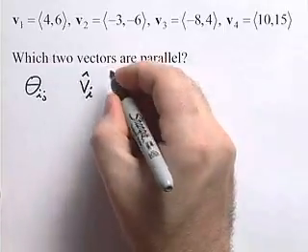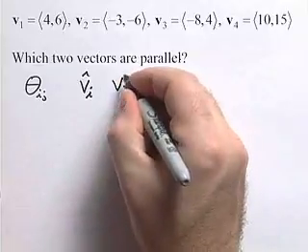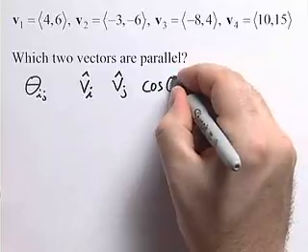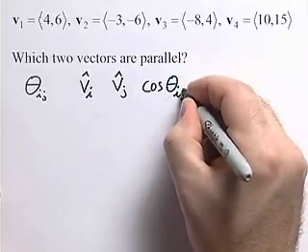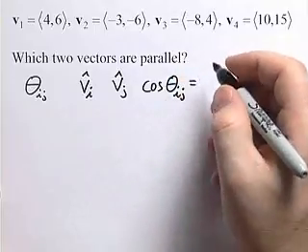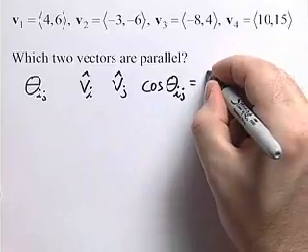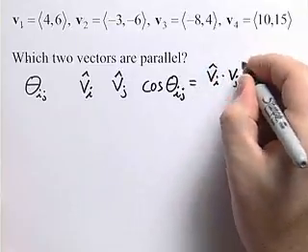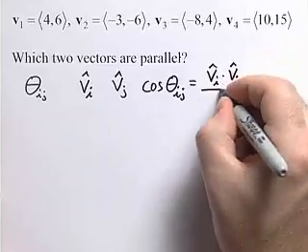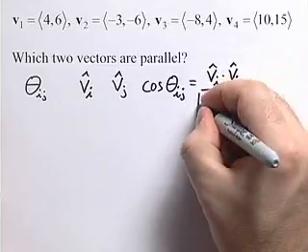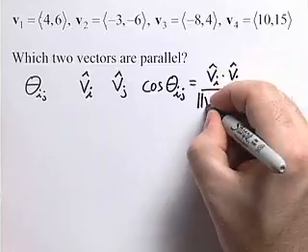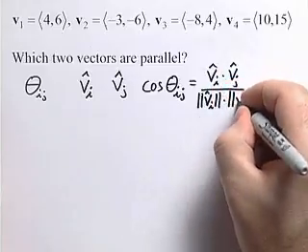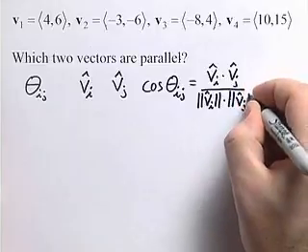v sub i and v sub j, then we'll have the cosine of theta ij is equal to the dot product of vector i and vector j divided by the magnitude of vector i times the magnitude of vector j.